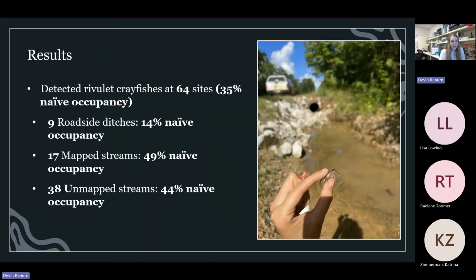We ended up detecting rivulet crayfishes at 64 sites, which is around 35% naive occupancy. And this included 9 roadside ditches with around 14% naive occupancy, 17 mapped streams, around 49% naive occupancy, and 38 unmapped streams, which are around 44% naive occupancy.